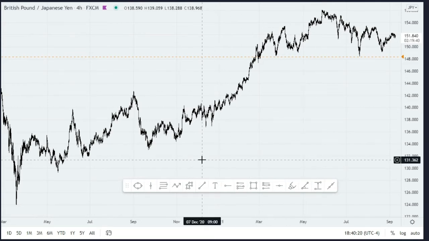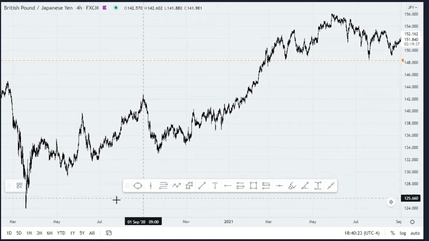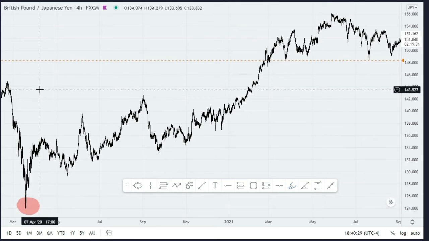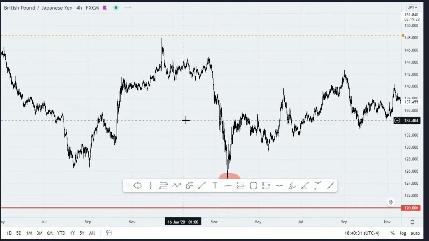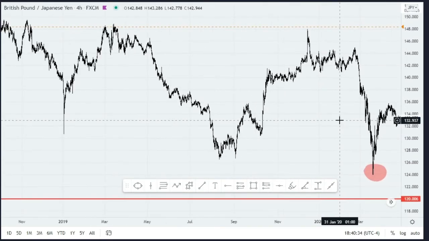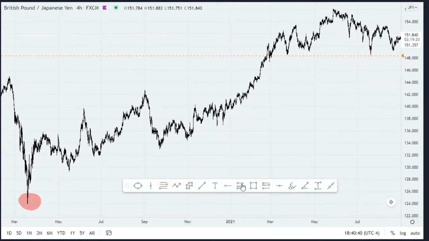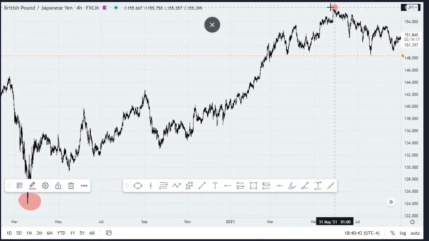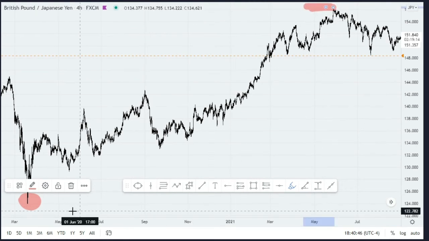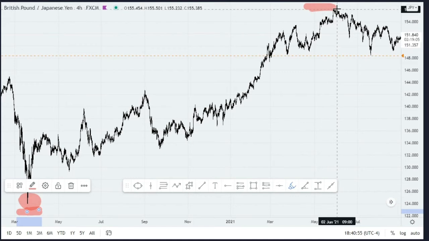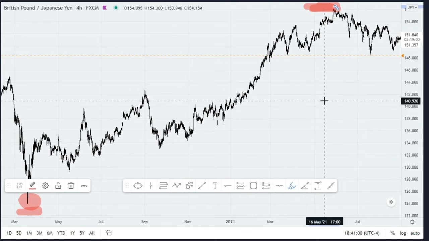Okay, so what we're going to do, do we agree, everybody, that this is the starting point? This is the lowest low on the GBP JPY 4-hour chart, maybe? Yeah, okay, this is the lowest low, agreed? And do we agree, everybody, that up in here is the highest high? So from the lowest low, this would be the starting point. Do we agree that up in here this is the highest high? Do we agree on this? Yes. Okay, very good.